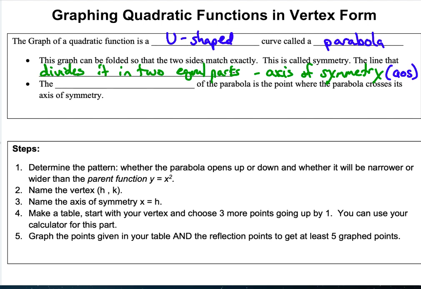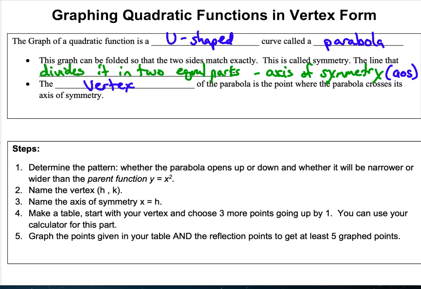And then the last part we've been working on is the vertex of the parabola is the point where the parabola crosses that line or crosses that axis of symmetry. Kind of that is either the very top or the very bottom of the graph, kind of where it changes directions and heads back in the other direction. So now we're going to be given some equations, and then we are going to go through some steps to calculate each of the different parts.